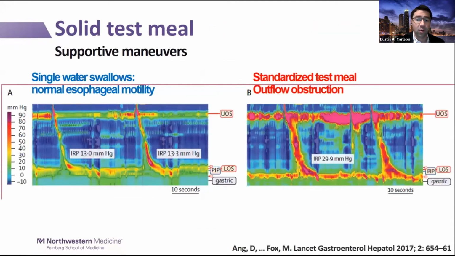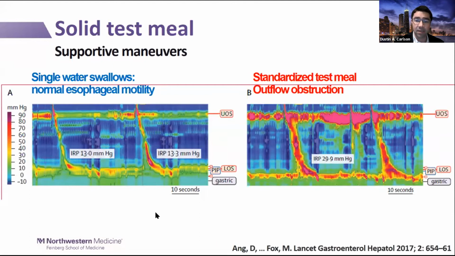Another test maneuver that's been proposed is using the solid test meal, and this can also be utilized to support or detect the presence of an EGJ obstruction. Most notably, this comes from work from Mark Fox and colleagues. The standardized test meal potentially reflects more of a real-world scenario than just using the small volume liquid test swallows that typically make up the basic protocol of the manometry test. And further, utilization of the standard test meal may help pull out or detect abnormalities that are not appreciated with these small volume single water swallows.